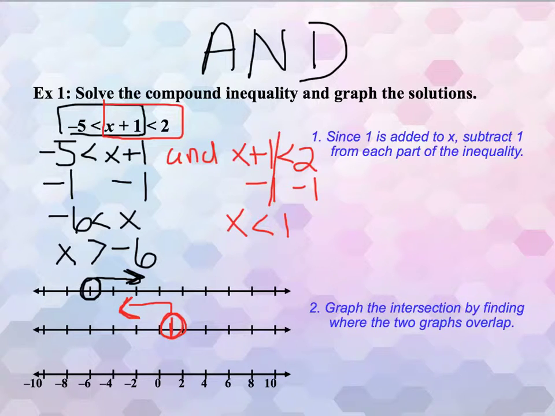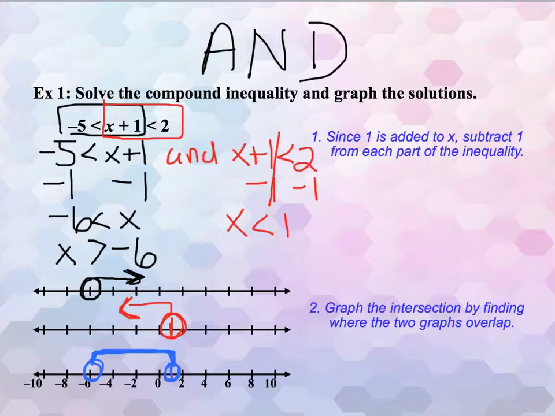So I'm going to graph those two in blue. So here I have the -6, and here's the 1. And my graph will look like my shopping cart. It also looks like some headphones, maybe some like Dre Beats or something.